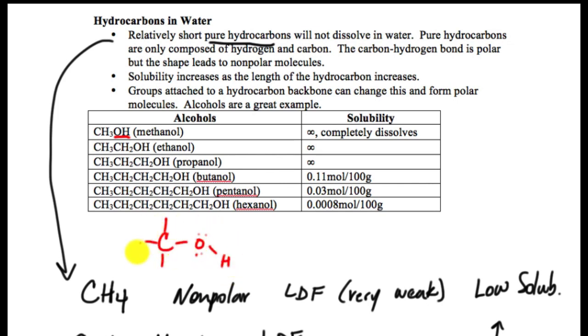Because the molecule is really small, there's not much of the nonpolar part, this can attach to the water, water attracts to this part, and it readily dissolves in water. It will completely dissolve. That's what this is, an infinite solubility. You can mix these together infinitely within each other because the molecule is still relatively small. Now we're starting to get larger, so our solubility is starting to go down.